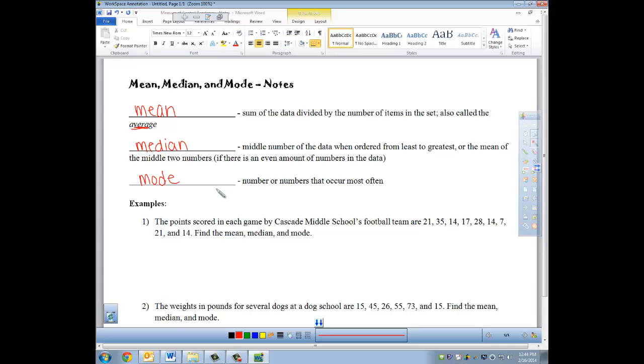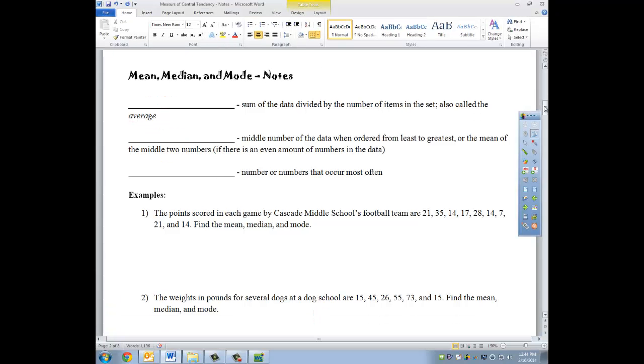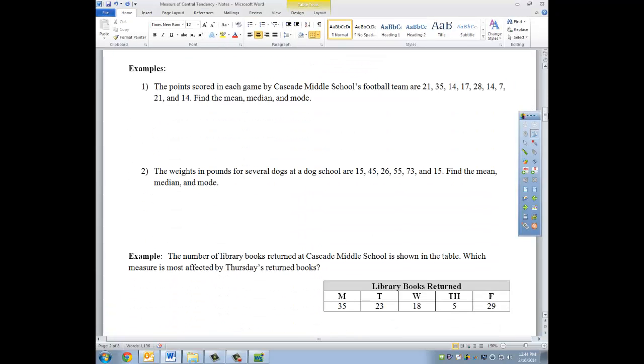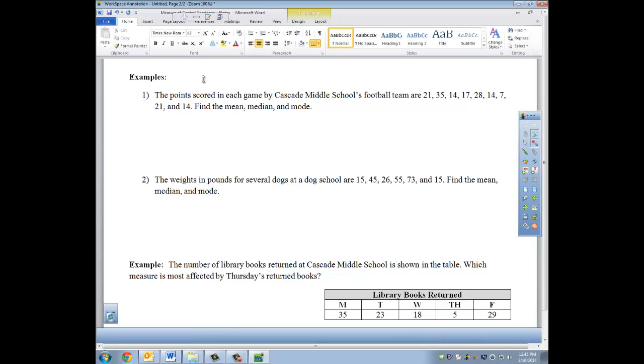The first two examples we're going to look at ask us to find the mean, median, and mode, so all three. So example 1 says the points scored in each game by Cascade Middle School's football team are 21, 35, 14, 17, 28, 14, 7, 21, and 14. Find the mean, median, and mode.